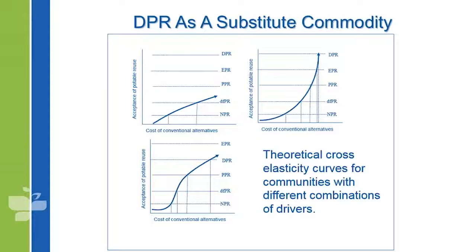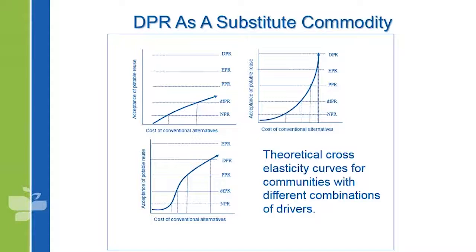If you go to other communities that are a little bit more progressive and willing to embrace this idea of direct potable reuse, that curve can look very, very different. You don't have to move very far along that cost curve or practicality curve for conventional supplies before direct potable reuse starts to look like an attractive substitute. You can even get into a situation where cities are so concerned about the environment that discharging return flows, which can be seen, and I think incorrectly, as being detrimental to the environment, and certainly can be in some circumstances, is something that the community wants to avoid.